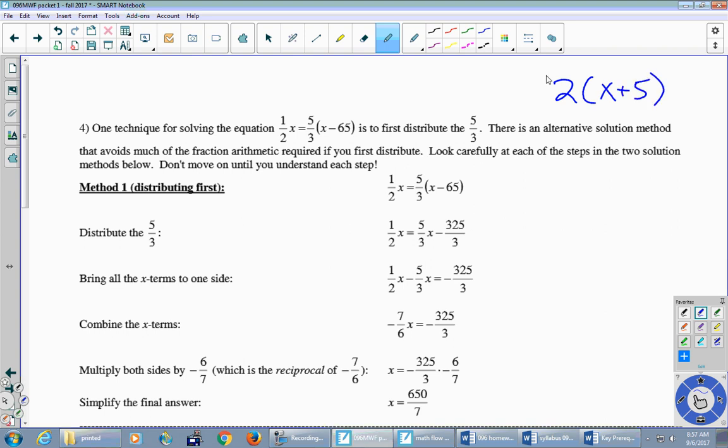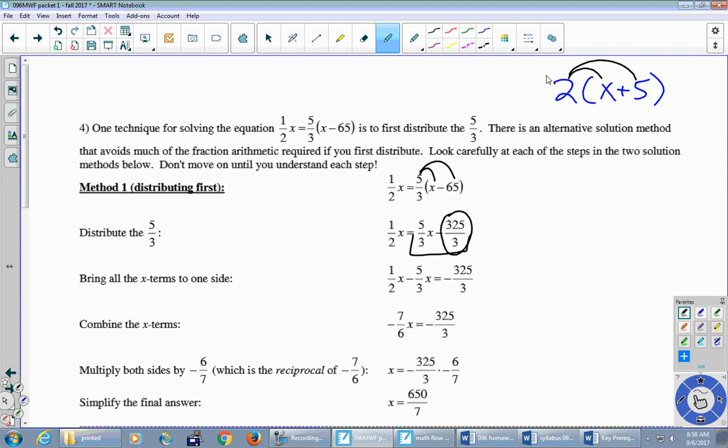You could distribute, yeah? So we've all seen that before, right? 2 times x, 2 times 5, put a plus sign in the middle, and we're done, right? And so you could do exactly that with this 5/3, right? 5/3 times x, 5/3 times 65, put a subtraction symbol in between. And that's exactly what's written out in this next line right here. 5/3 times x, and then 5/3 times 65. This kind of mysterious number is 5/3 times 65.